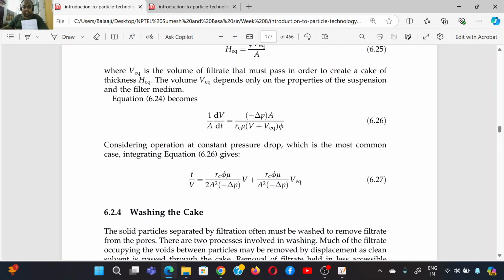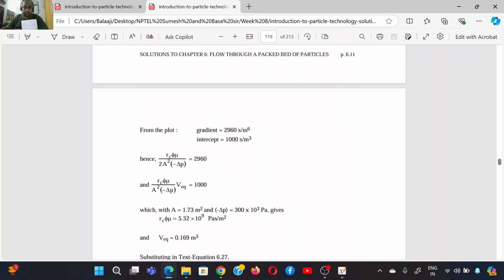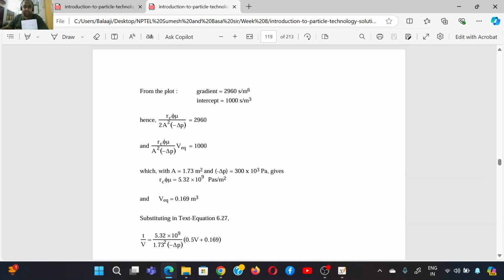And the other thing is the intercept, RC5 mu into V equivalent by this is intercept, 1000. In the question, the area is given as 1.73 meters square. Delta P for that in that figure is also given in that table, 300 kilopascal.